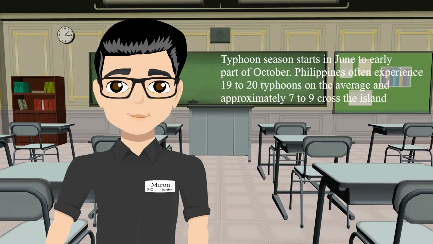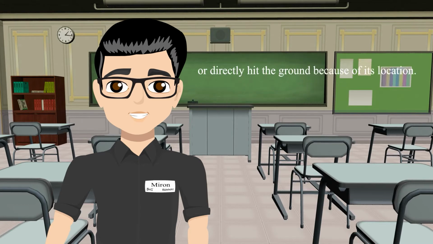Typhoon season starts in June to the early part of October. The Philippines often experiences an average of 19 to 20 typhoons, and approximately 7 to 9 cross the area or directly hit the ground because of its location.